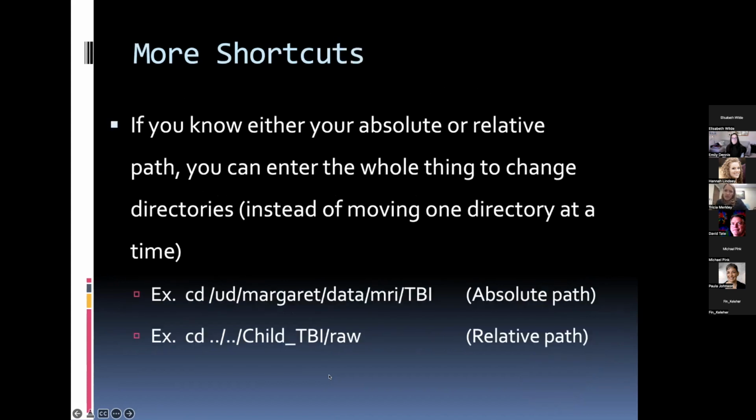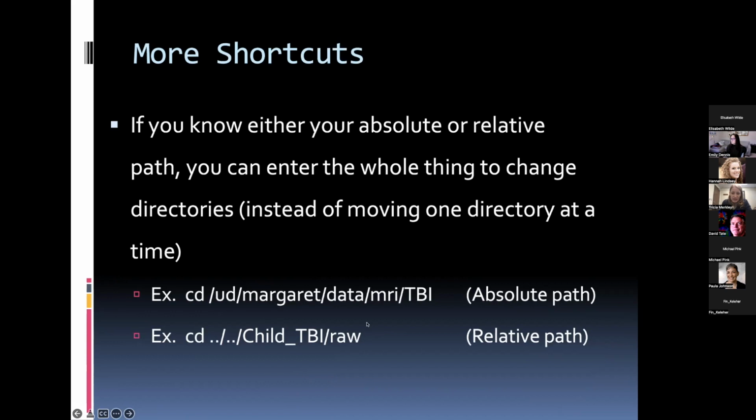A couple other good things to know. We talked earlier about how you can only change into a subdirectory that you can see when you type ls on the command prompt. Otherwise, you need to know either your absolute path or your relative path to where that directory is that you want to go to. You could also just go one directory at a time. So if you know that you need to go up 2 directories, and then into a different directory and down to another directory, you could do that one step at a time.